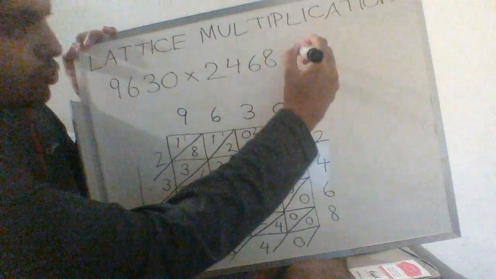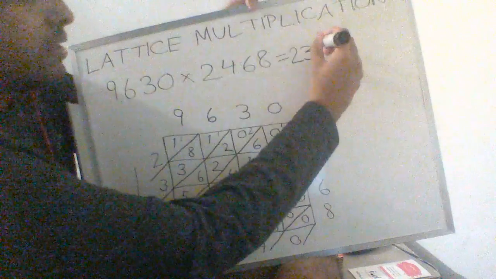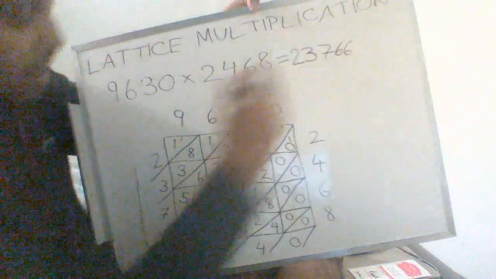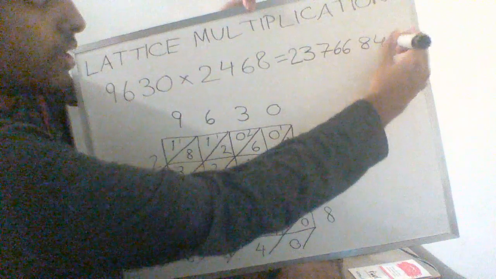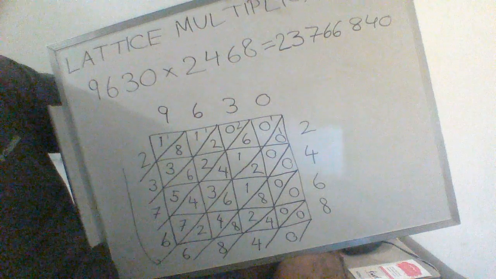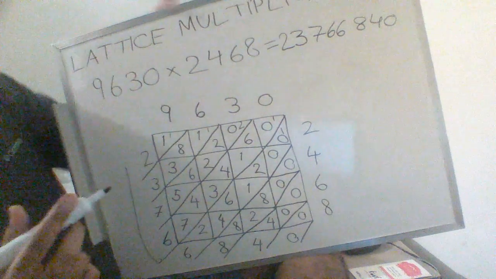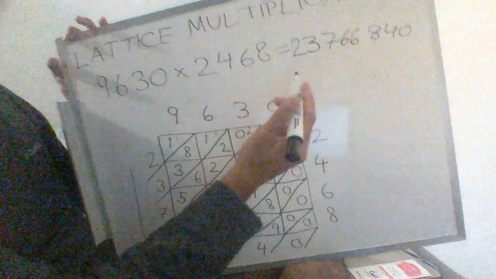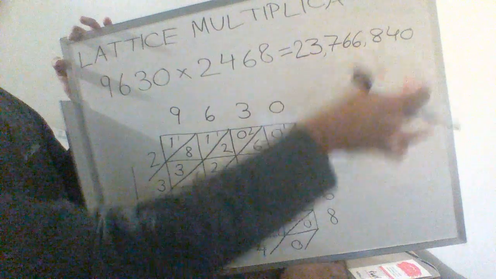So you get 23,766,840. Does that match what I got earlier? 2, 3, 7, 6, 6, 8, 4, 0. Yes, it does.